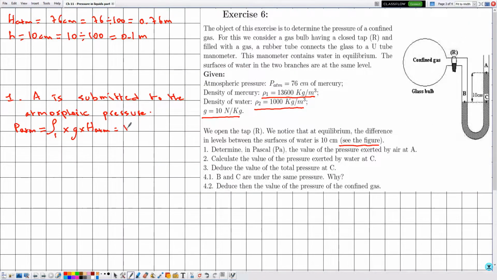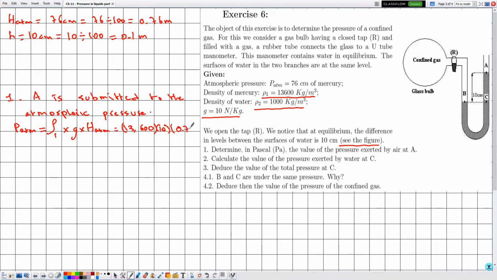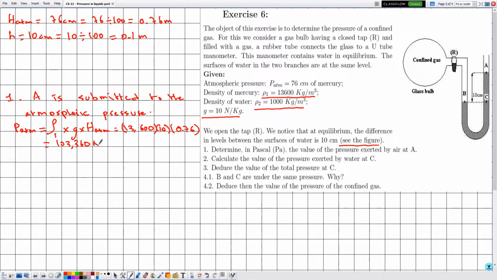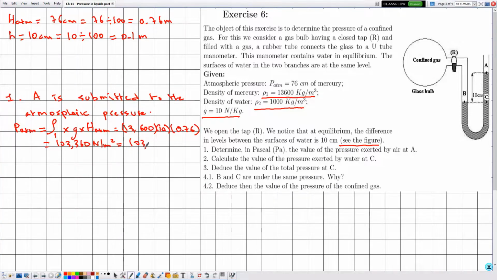The density of mercury is 13,600. The value of g is 10, and the value of the atmospheric height in the SI is 0.76. Plugging this into the calculator, the atmospheric pressure is 103,360. Since all of these quantities are expressed in the SI, the value of the atmospheric pressure will be in the SI, which is Newton per meter square, and this unit is usually denoted by Pascal. So the atmospheric pressure at the point A is 103,360 Pascal.